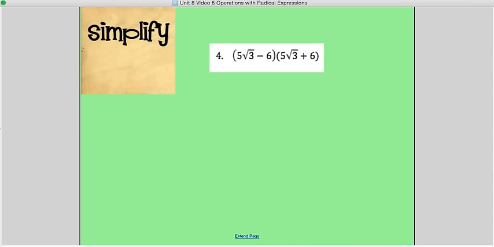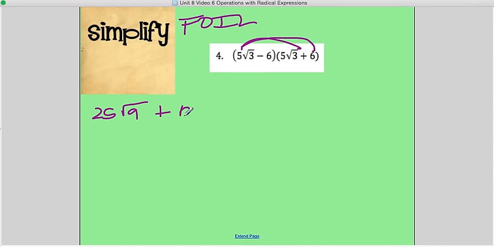Okay. Example 4. Once again, we're multiplying, so we need to FOIL. So if I take the first two, I'm going to make a little note, we're FOILing for this one. So I take 5 times 5, which gives me 25. Then it's square root of 3 times 3, which gives you square root of 9. Okay. Then I take this times 6, so it's plus 6 times 5 is 30 square root of 3. Minus 6 times 5 is 30 square root of 3. And then negative 6 times 6 is negative 36.